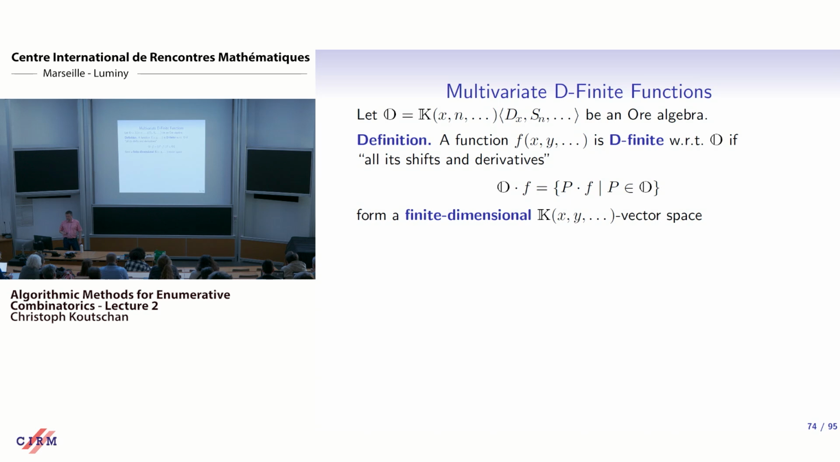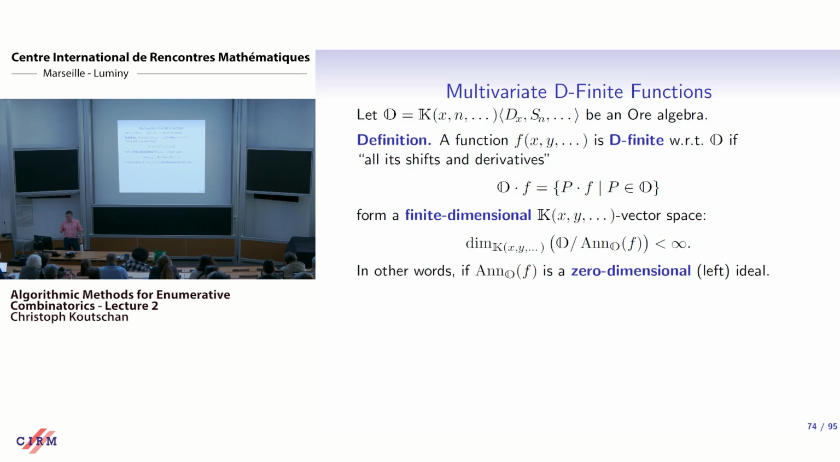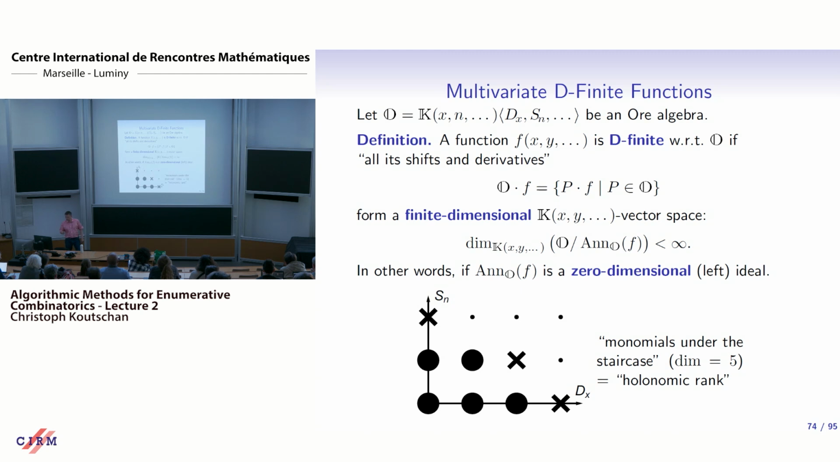Okay, this is again the definition of multivariate D-finite, now stated in algebraic terms. Actually, we don't really need this. Just to show you this.